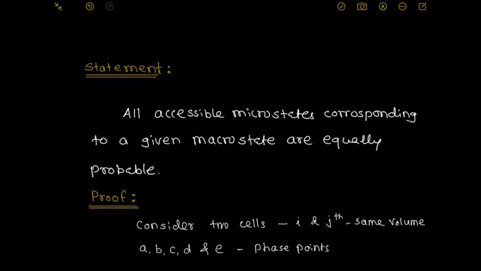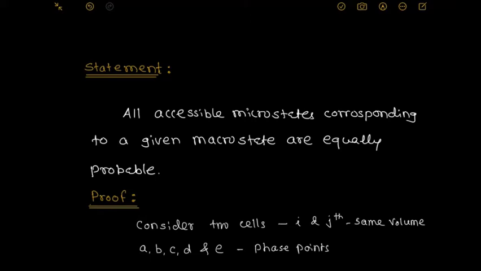A priori probability is also known as the postulate of equal a priori probability, and it states that all accessible microstates corresponding to a given macrostate are equally probable. Or in terms of probability, it states that the probability of finding the phase points in any given region of the phase space is identical with that of another region of equal volume.